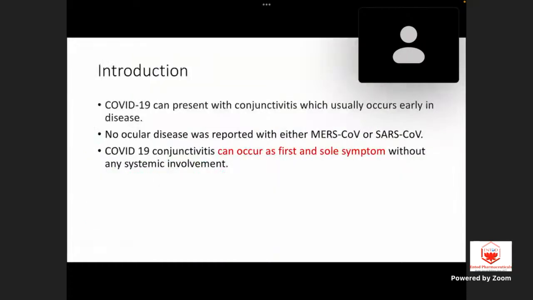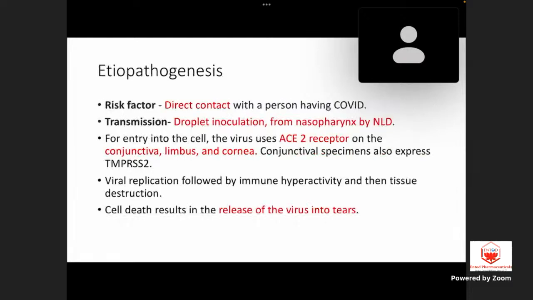Now, a brief introduction to COVID-19 conjunctivitis. COVID-19 can present with conjunctivitis, which usually occurs early in the disease. Among the previous coronaviruses, no ocular disease was reported, and COVID-19 conjunctivitis can occur as the first and sole symptom without any systemic involvement. Although conjunctivitis itself is not a very frequent symptom of COVID-19, it is the most common ocular manifestation of the disease.